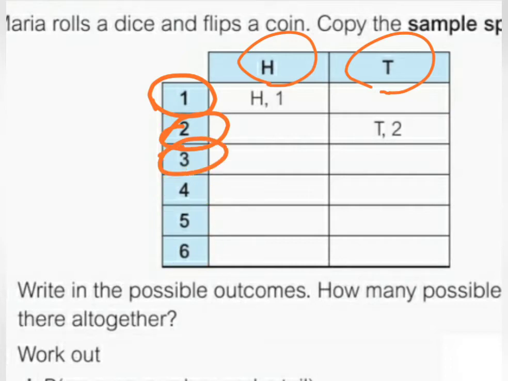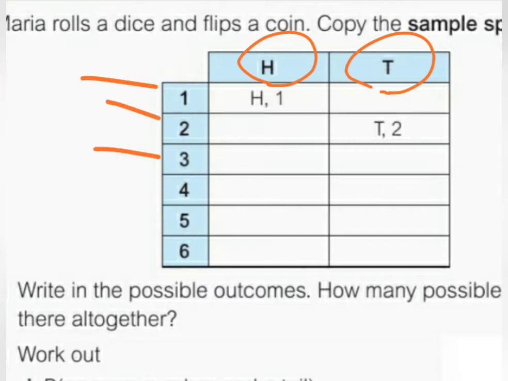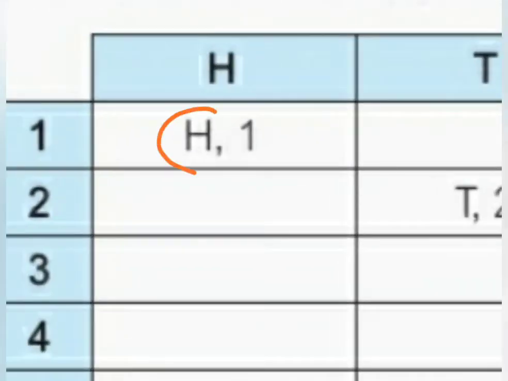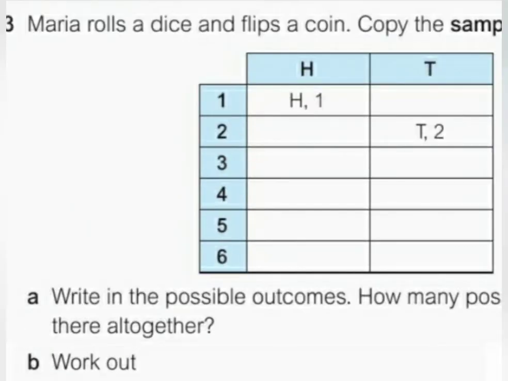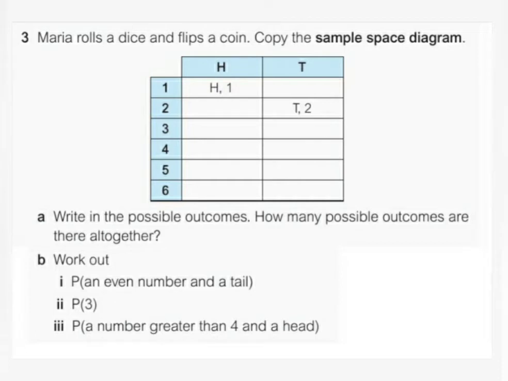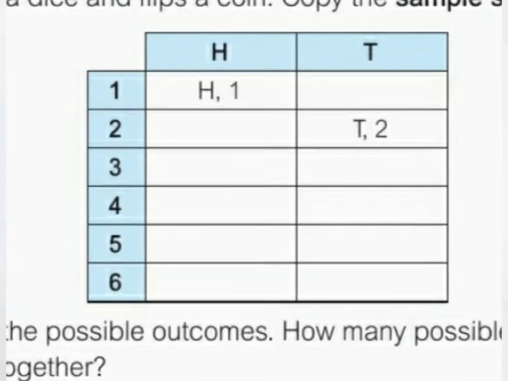And rolling a dice will give you 6 outcomes, as you can see, from 1 to 6. And because we're doing this at the same time, we're going to get heads or tails and then a number on the dice. So the first outcome will be heads and 1 from the dice. Now we're going to read the questions and then answer them. Question A. Write in the possible outcomes. How many possible outcomes are there? Now let's write the outcomes and then we will count them.